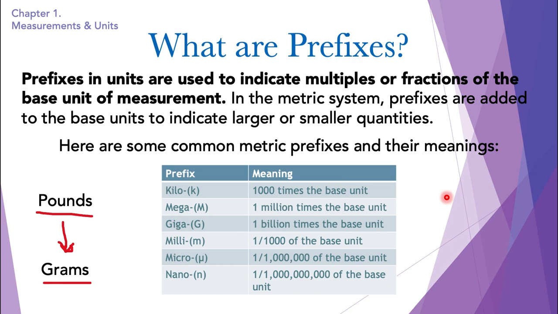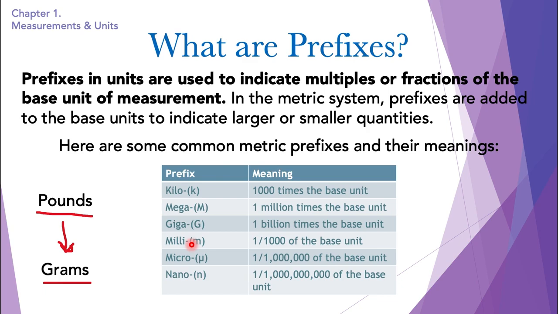Now we're going to understand the conversion of units. Basically, how can we convert a specific unit into a different unit? For example, kilo into milli. If I want to convert kilograms into milligrams, how would I do that?